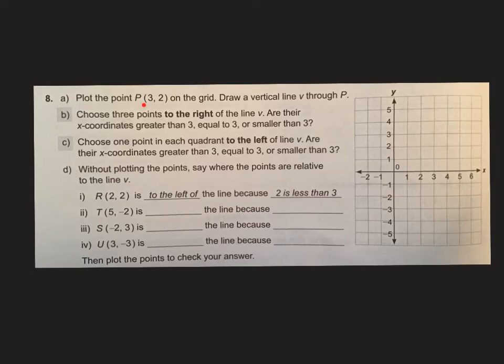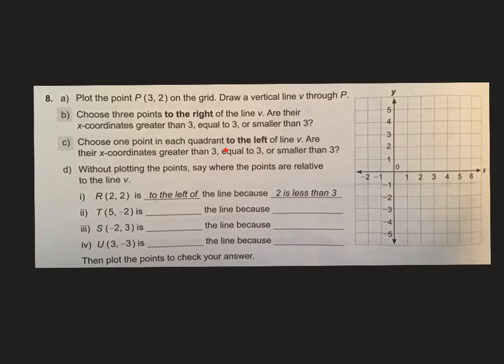So the first job is to plot the point P, so that is 3 and 2 on the grid, and then draw a vertical line through P. So wherever your point is, you're drawing a vertical, which should be an up and down line that goes through it. Choose 3 points to the right of the line. So if your line is here, it could be any 3 points over here. Are there X coordinates greater than 3, equal to 3, or smaller than 3? So their X values, are they 4, 5, and 6? Are they 3, or are they less than 3?